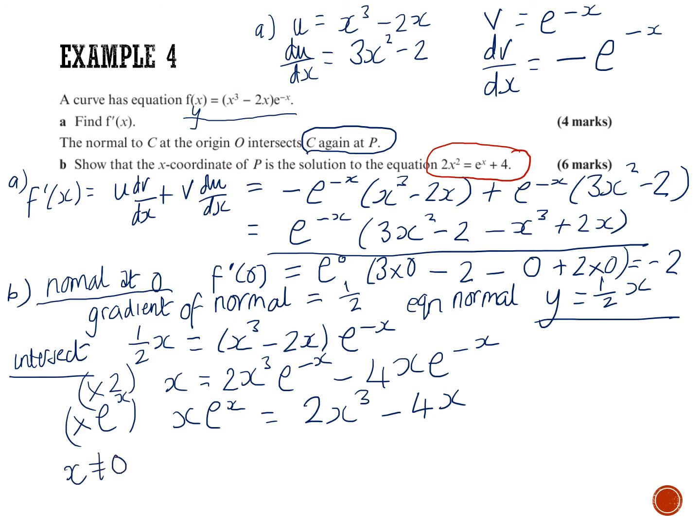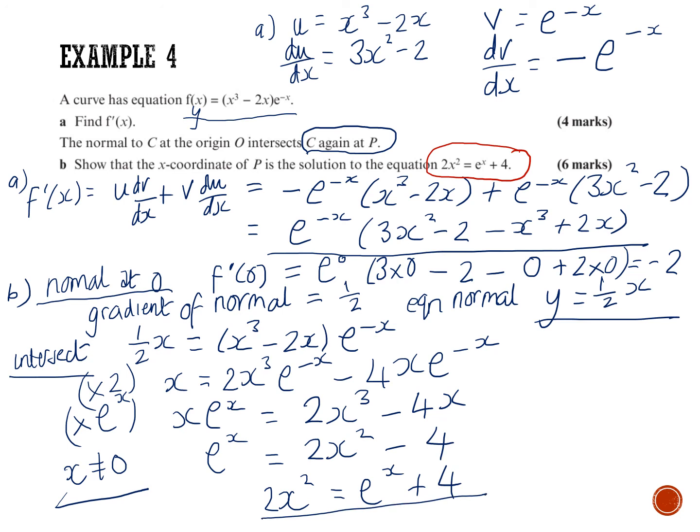So that means we can take this and divide through by x, because this here is my solution to where it already intersects the curve at the origin, because it's a normal there. We're pretty much there really. Can you see the thing we're trying to prove? All they've done is written it as 2x squared equals e to the x plus 4. Job done. So that's quite a big marker of a question there.